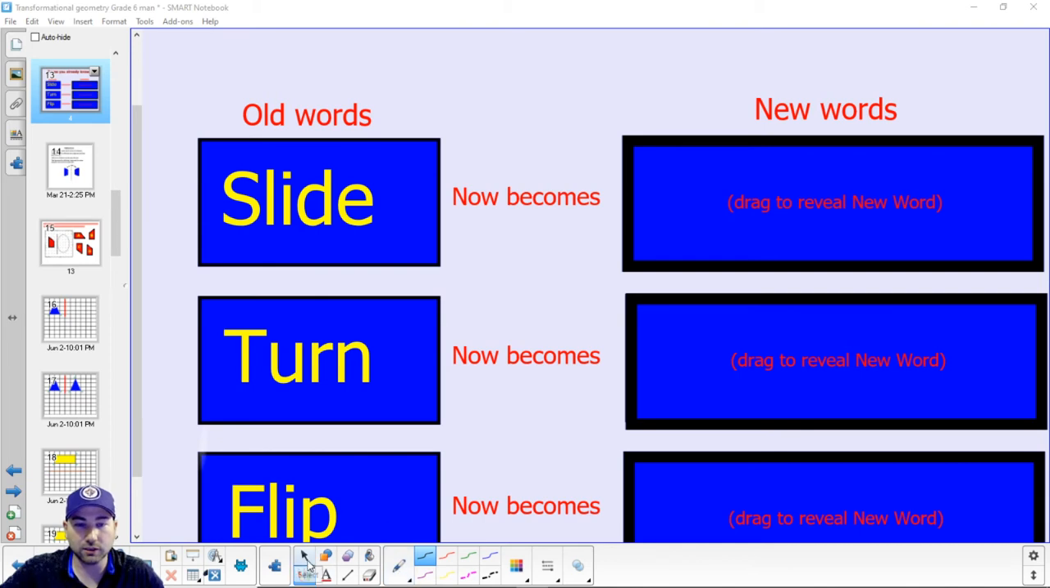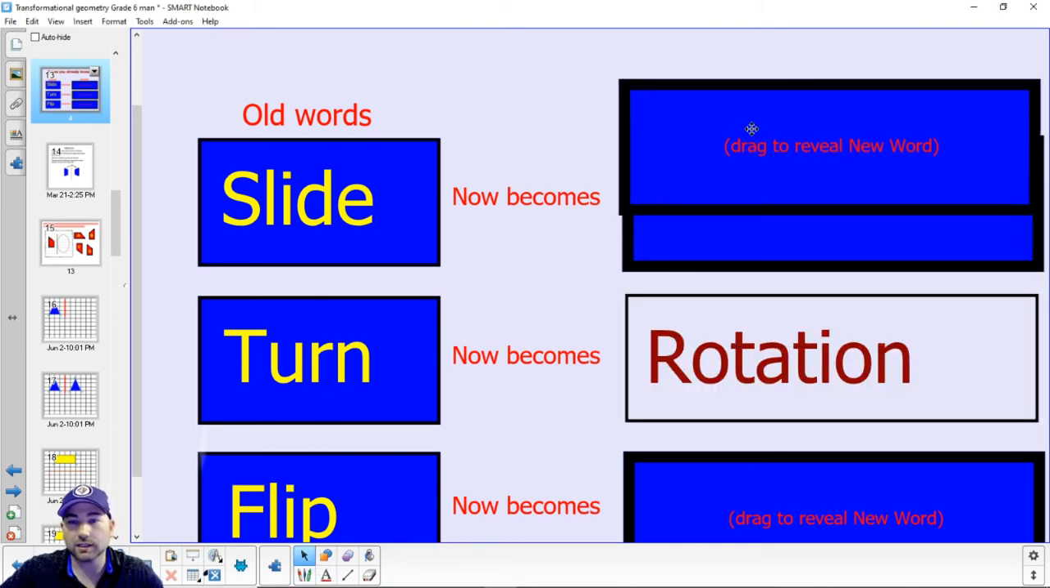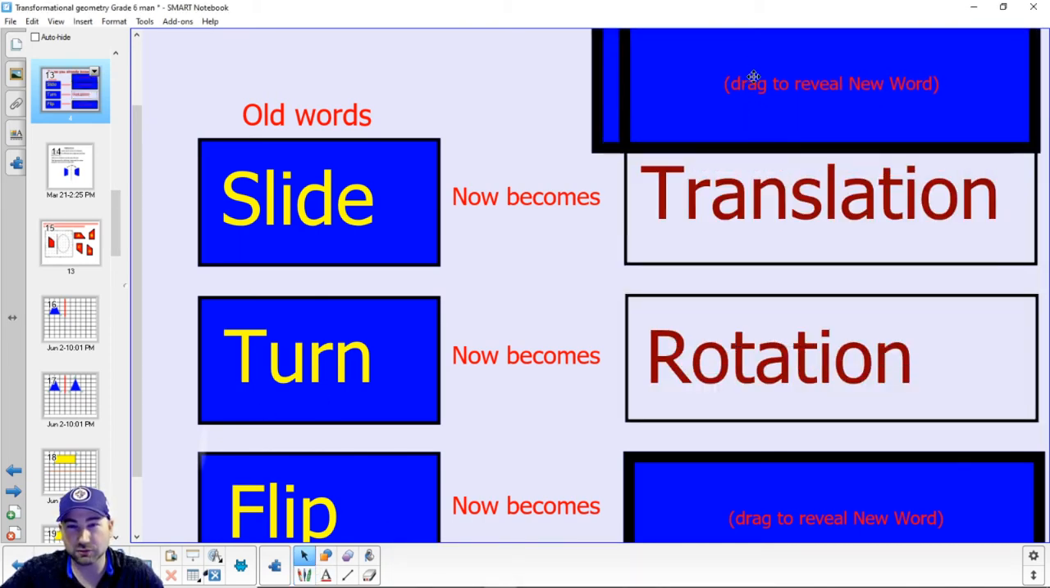a rotation is a turn. So that was the old terminology, turn. It is now, we're going to think about turns as rotations. Slides are translations, turns are rotations.